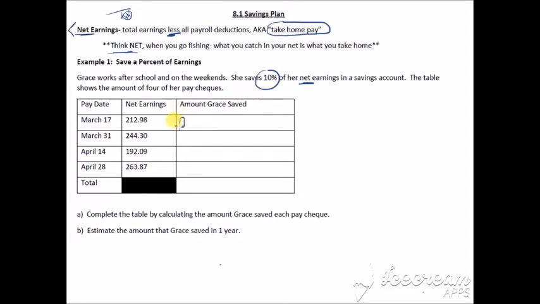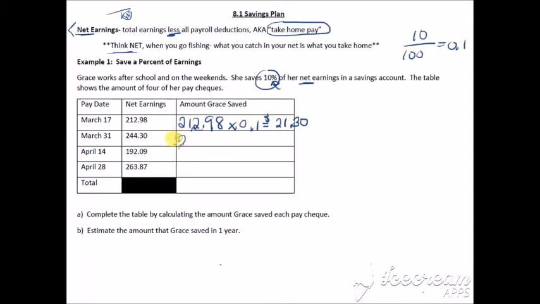So we're going to take that number, which is $212.98, just a part-time job, probably a student, right, after school and on the weekends. If we take 10% and divide it by 100, we get 0.1, and that's how you convert to the decimal form. We can't do anything when it's in the percentage form. So she saved 21.30, it's basically just bringing this decimal over.